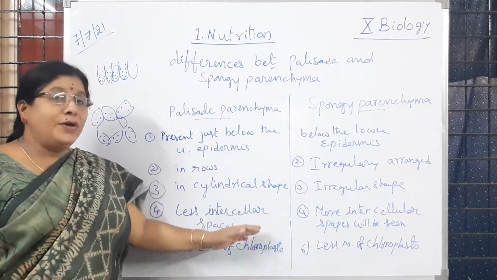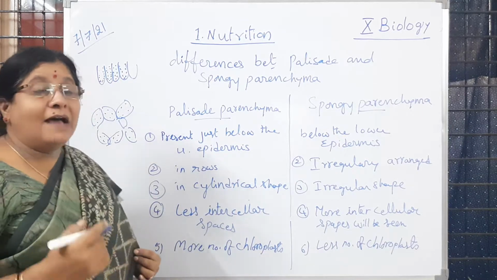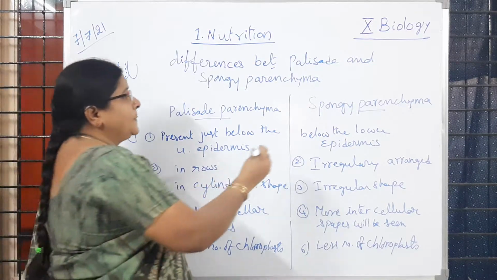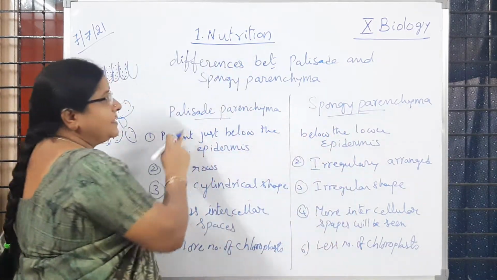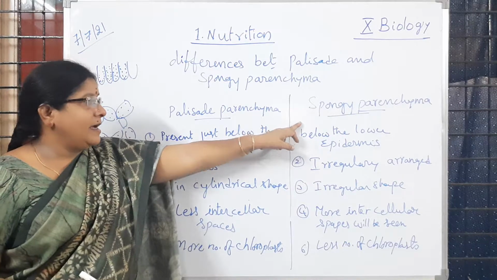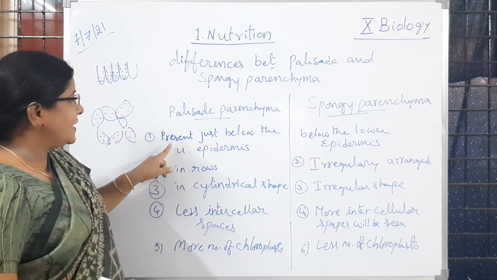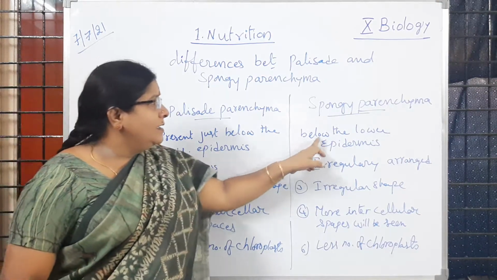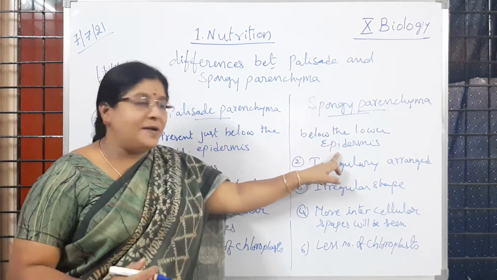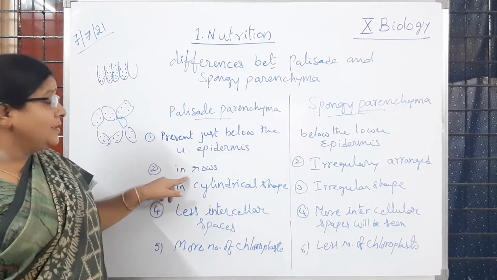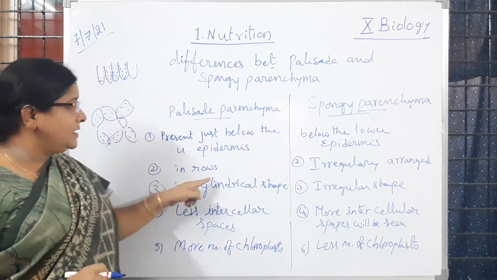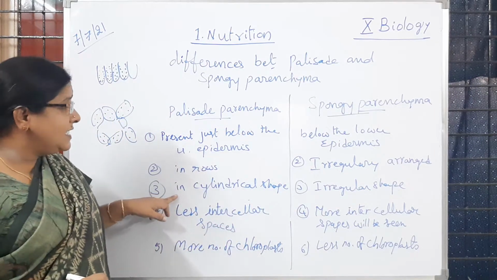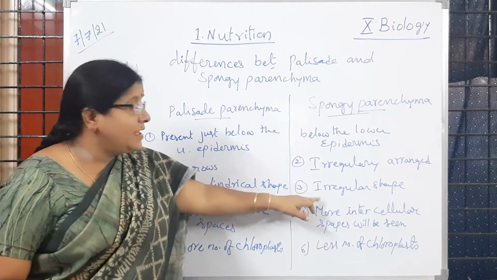So like that, if you have any knowledge, you can add some other points to the differences between palisade parenchyma and spongy parenchyma. Palisade parenchyma is present just below the upper epidermis, and spongy parenchyma is present towards the lower epidermis. Palisade cells are arranged in rows, in line, whereas spongy cells are irregularly arranged.